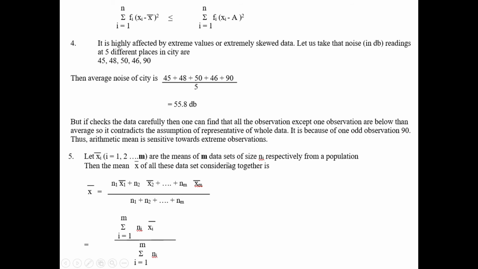You see, the mean of m data sets of sizes ni. So it's the sum of observations, n1 plus n2 plus up to nm. This x̄ is equal to the sum over i going to m of ni x̄i, divided by the sum of ni. So I can say we have taken different samples.